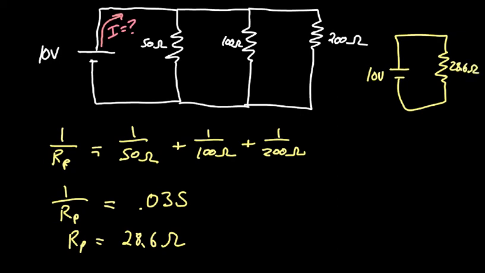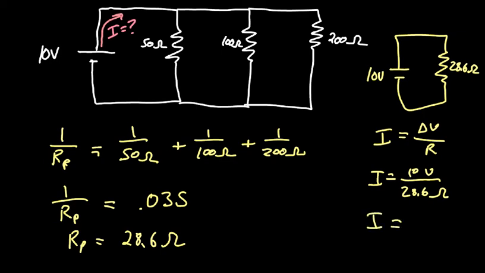So that means that I could draw a new circuit with still a 10 volt battery here and a 28.6 ohm resistor, and we'd have a current then of the voltage divided by the resistance, so this is going to be 10 volts divided by 28.6 ohms. So our current then is going to be 0.35 amps. That's our total current. We can use Ohm's law to figure out the current through each branch of this circuit.